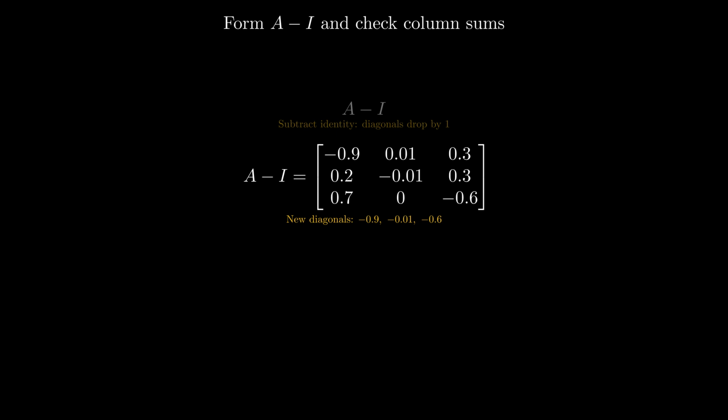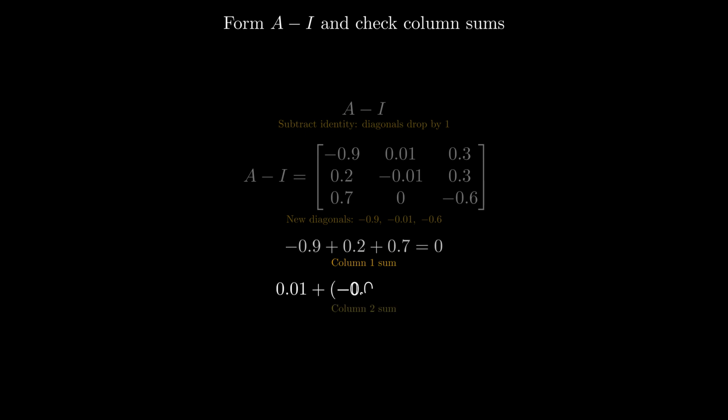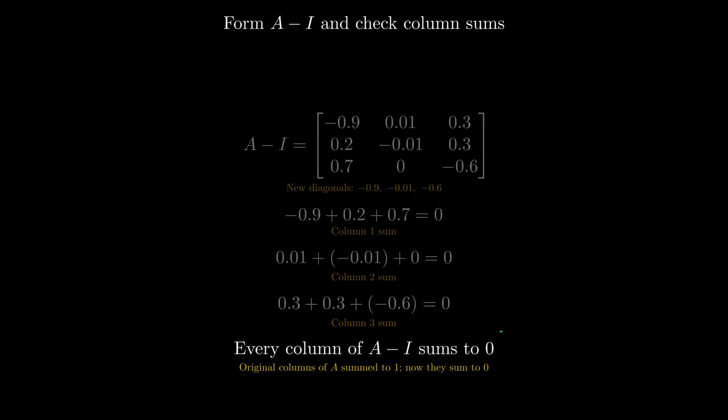Now here's the key observation. Let's check the column sums of A minus I. Column 1: negative 0.9 plus 0.2 plus 0.7 equals 0. Column 2: 0.01 plus negative 0.01 plus 0 equals 0. Column 3: 0.3 plus 0.3 plus negative 0.6 equals 0. Every single column of A minus I sums to 0. This is the structural shift caused by subtracting the identity. The original columns of A summed to 1 because A is a stochastic matrix, but after subtracting I, every column now sums to 0. That is the crack that breaks A minus I.